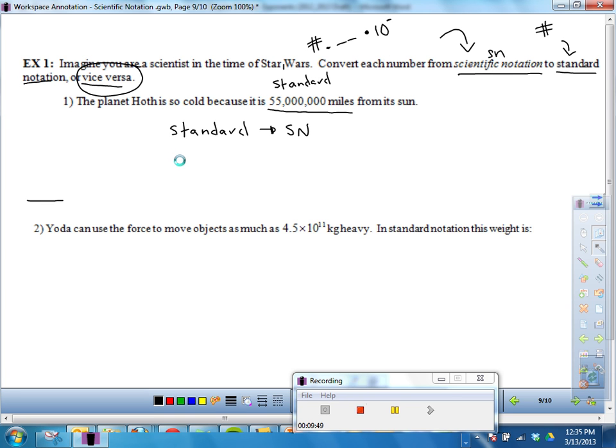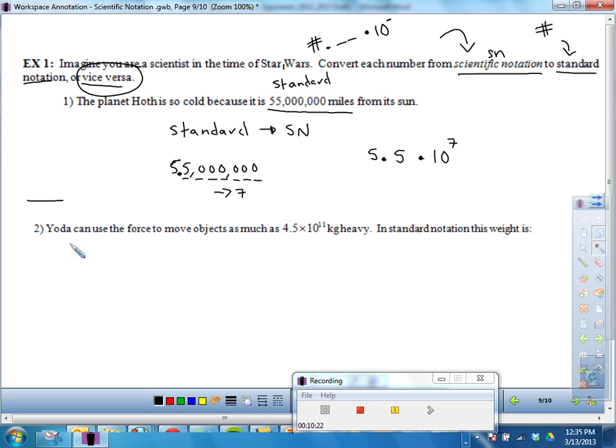So I'm going to take my 55 million. Okay, remember my steps are I'm going to place a decimal between the first and the second number, so 5.5. So it's going to be 5.5 times 10 to the, and I'm going to see how many places I moved. 1, 2, 3, 4, 5, 6, 7. I went 7 to the right, so that's going to be a positive 7.